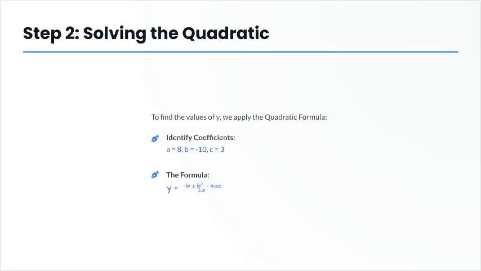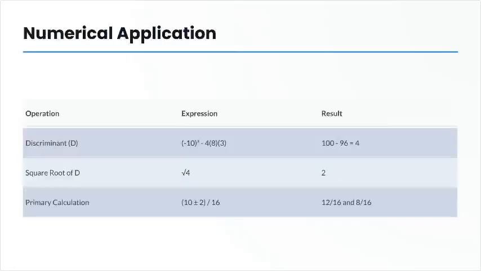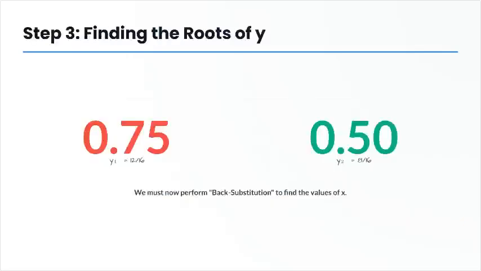We identify the coefficients as a equals 8, b equals minus 10, and c equals 3, and then apply the quadratic formula. Applying the formula, the discriminant is 4, and its square root is 2. The primary calculation results in 12/16 and 8/16 for the two roots of y. Step 3 is finding the roots of y. Simplifying the fractions, the two roots are y1 equals 12/16 or 0.75, and y2 equals 8/16 or 0.50. We must now use back substitution to find the values of x.